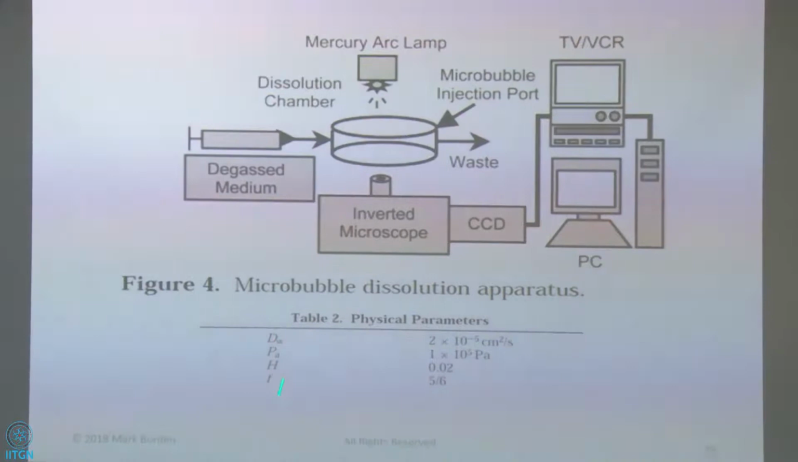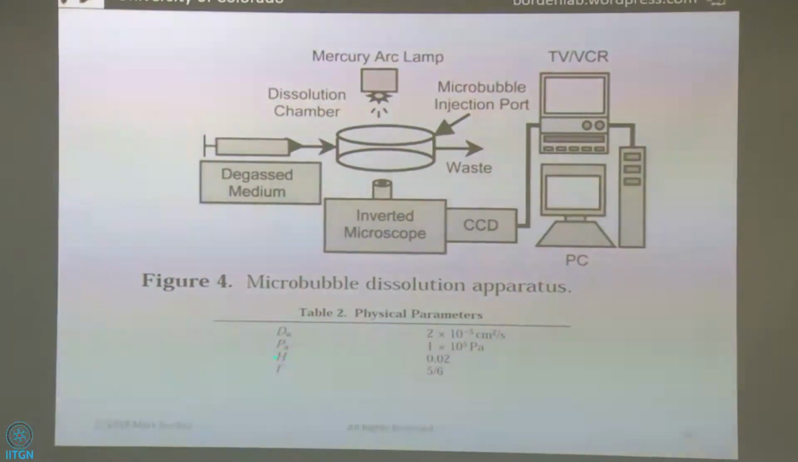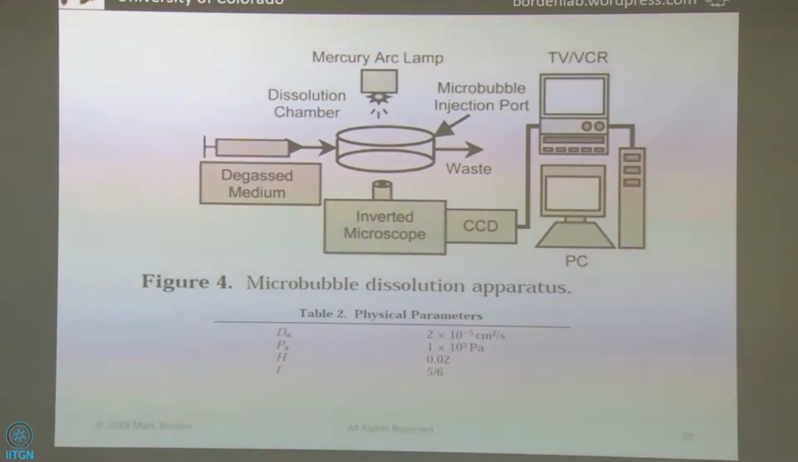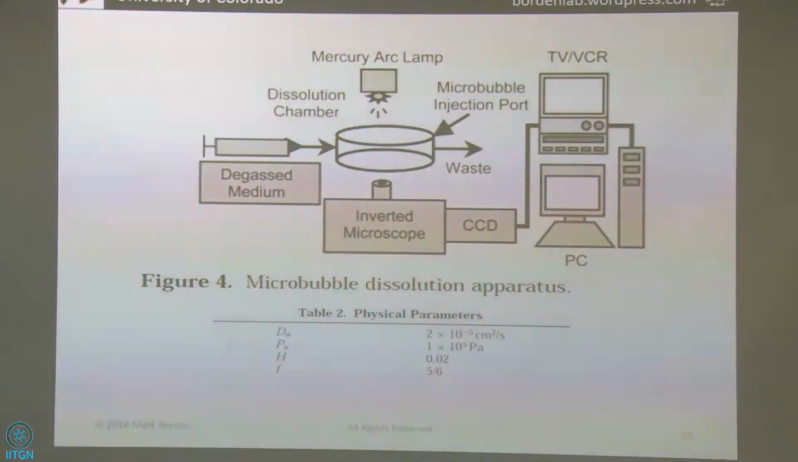We already know these properties: the diffusivity of air in water, the surrounding pressure, the Henry's constant, and you can desaturate the medium. So in this case, I desaturated the medium by 1/6. So the total value of dissolved gas was 5/6 of the saturation value.